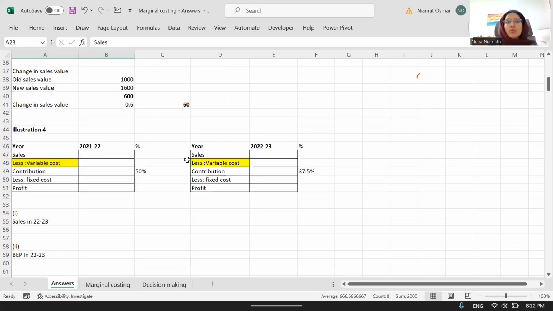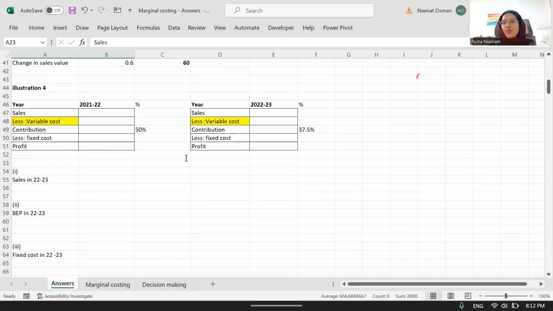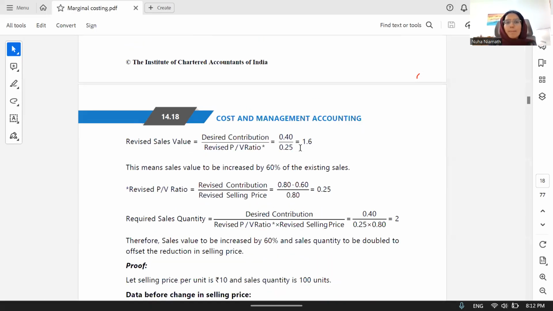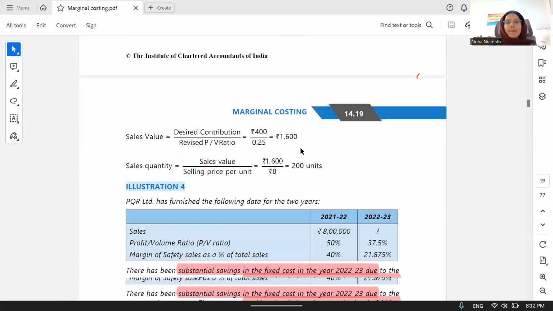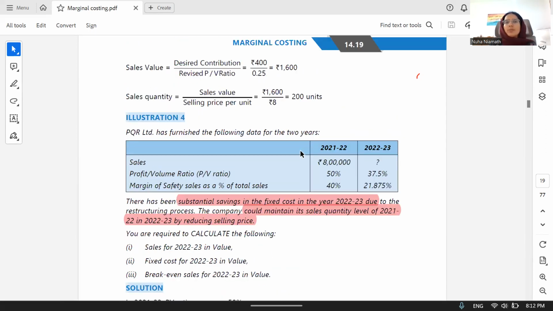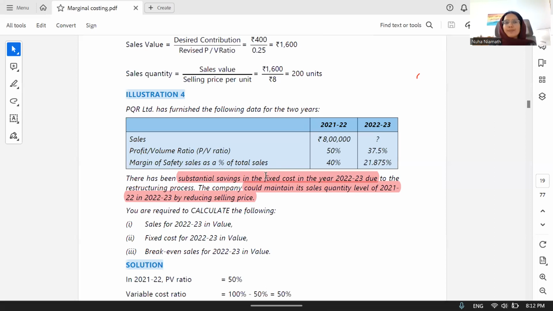So let's move to the next one, which is illustration 4. The next one. That's page number 14.19. I hope everybody is there. Okay. Thank you, Pratisha.